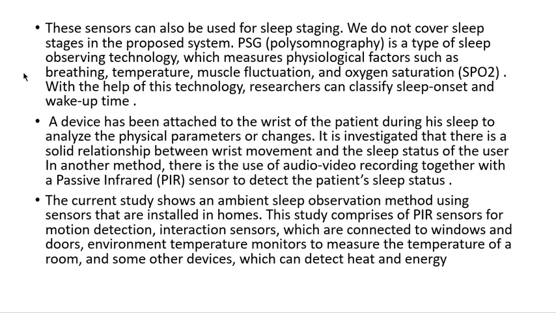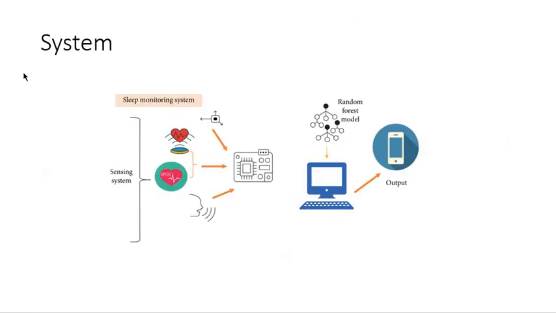Now we have covered the premise: why we are doing this, how we are going to do it, and the different things we can do. The proposed system is this: we are going to sense the movement, the heartbeat, the SpO2 and the breathing, and we are going to give this data to a system. It can be anything, and we are going to use the random forest model. I am going to explain afterwards why we use the random forest model.